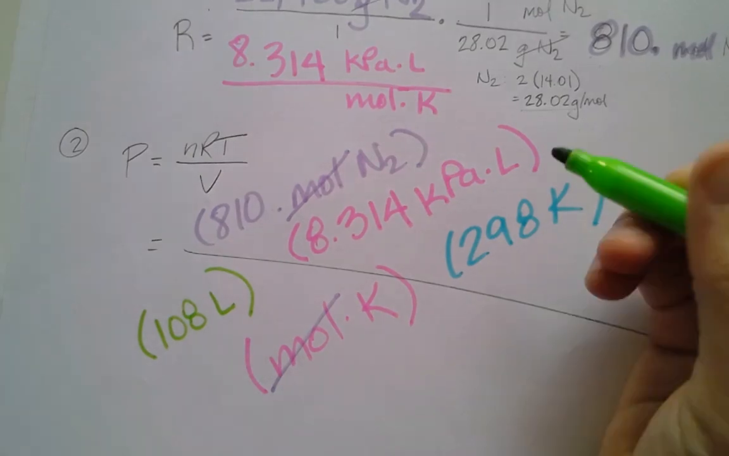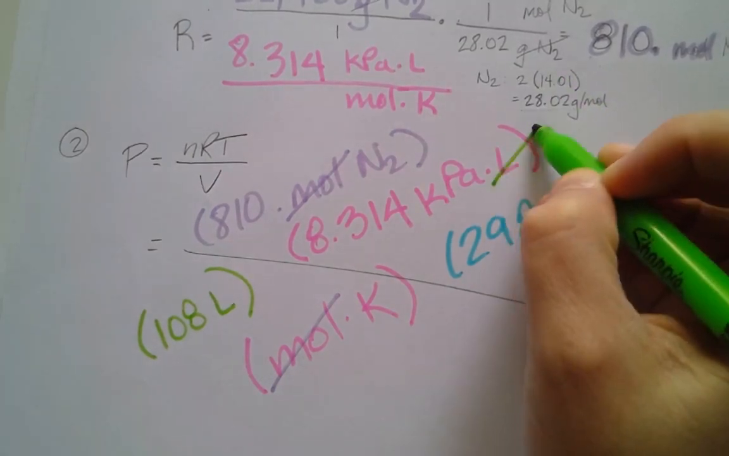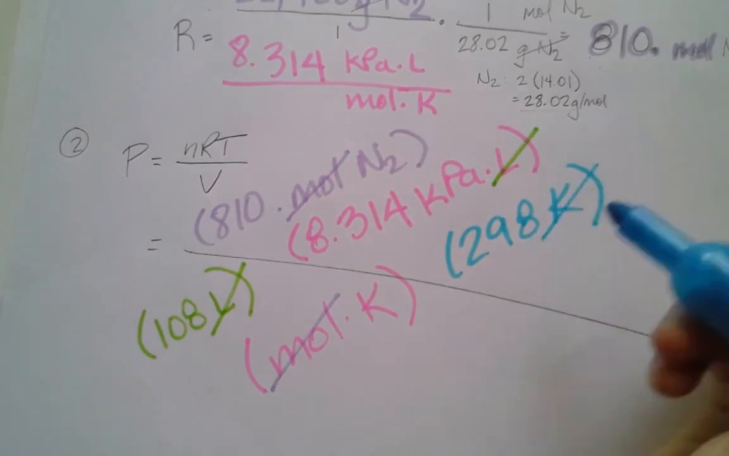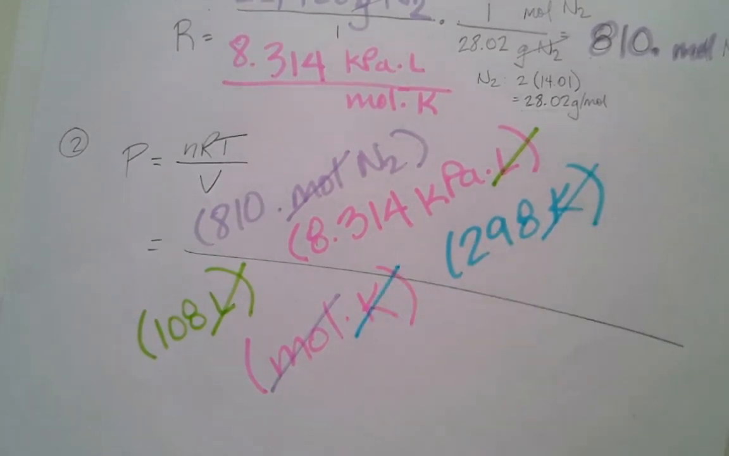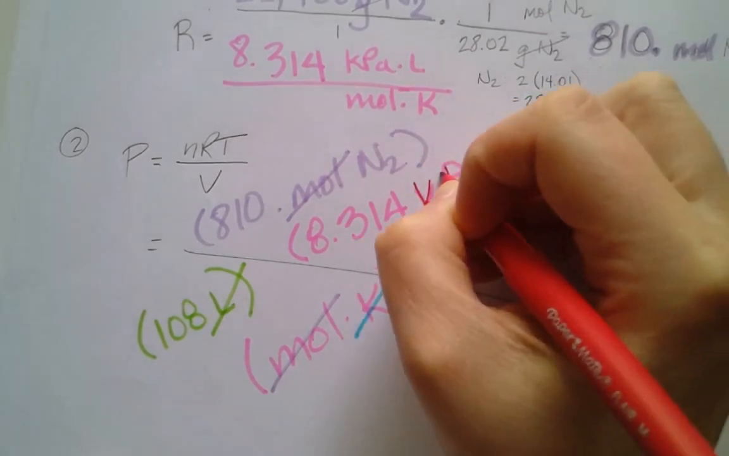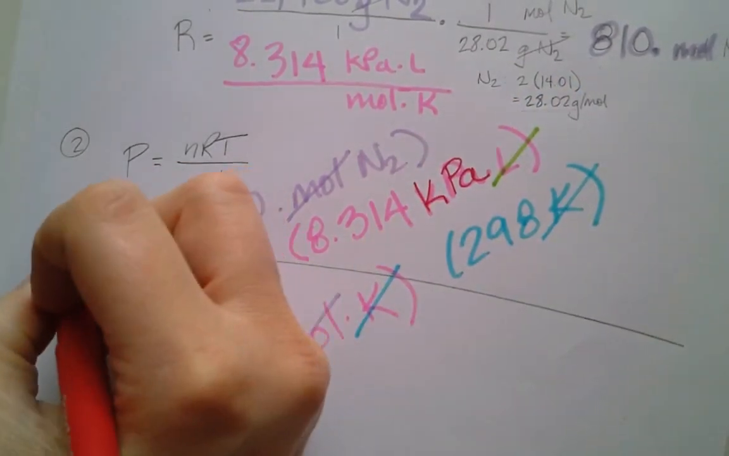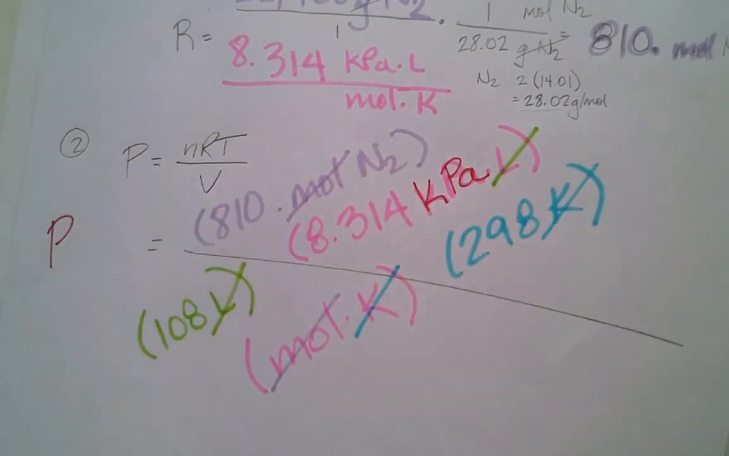We have liters on the top and liters on the bottom. Thing divided by itself is 1. Liter, the unit of liters cancels. We have Kelvin on top, Kelvin on the bottom. The unit of Kelvin cancels. And we are left with the unit of kPa, which we're going to use to solve for that pressure. It worked! All those crazy units worked.